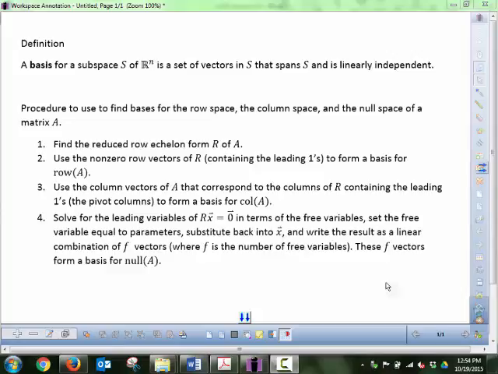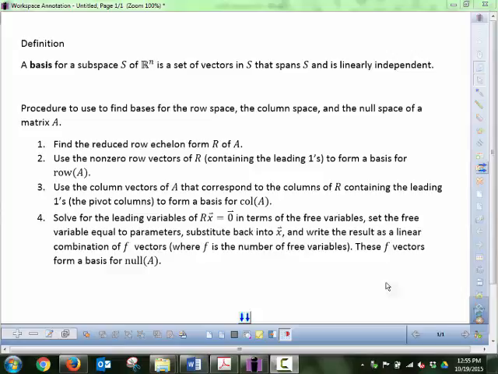So we reduce, we find the reduced row echelon form, and here they decide to call it R. Use the non-zero rows of R containing the leading coefficient 1, or the leading pivot 1, to form the basis for the row space. And then use the column vectors of the original matrix A that correspond to the columns of R containing the leading 1 pivot columns to form the basis for the column space of A.